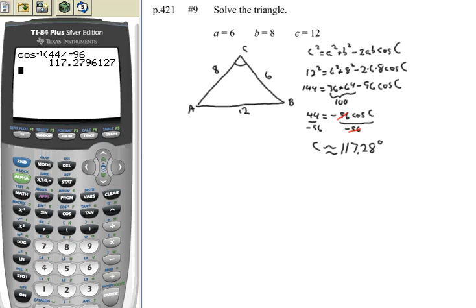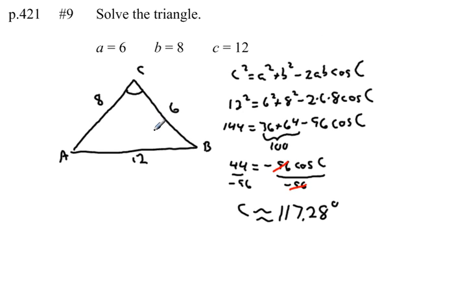Okay, now that we have that, we can solve for angles A and B. Let's move on to angle B next. And now that I know an angle and the opposite side, I can use the law of sines. So I can say 8 over the sine of angle B is equal to side C over the sine of angle C.